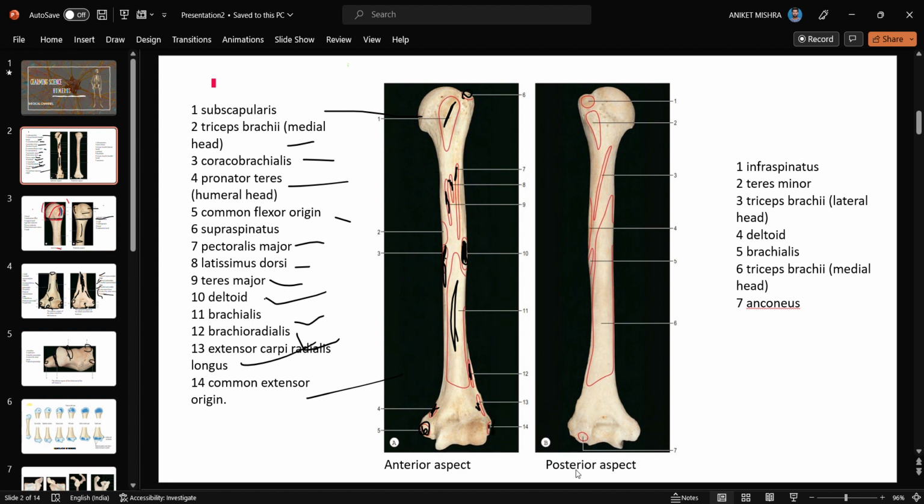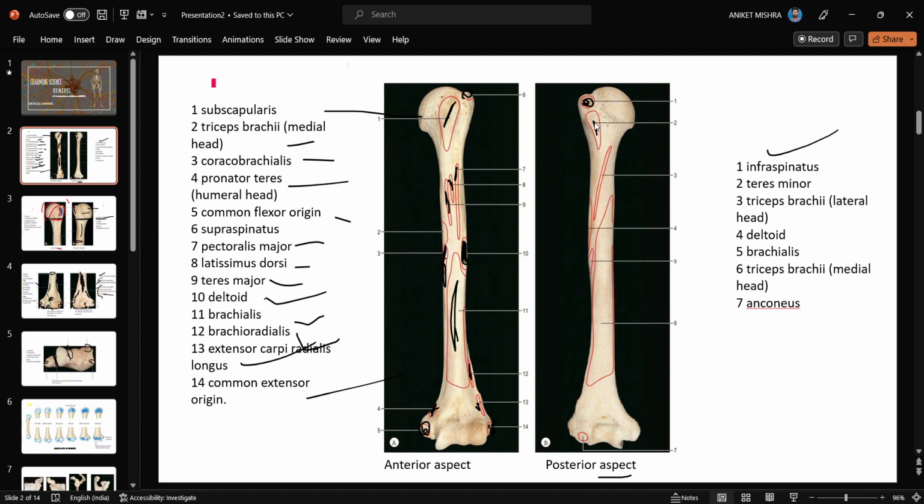If we see the posterior aspect of the humerus, then we see that the infraspinatus muscle is going to insert into the uppermost impression on the greater tubercle. When we talk about the teres minor, it is going to insert into the lower impression of the greater tubercle.